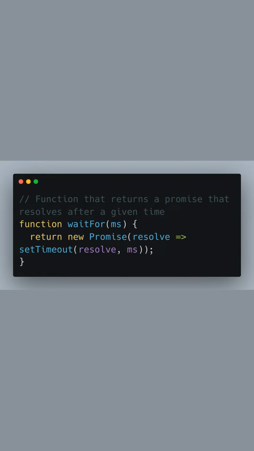We then use the setTimeout function to simulate an asynchronous operation that will complete after a certain amount of time has passed, which is determined by the ms parameter. When the time elapses, the resolve function is called, indicating that the promise has been fulfilled.